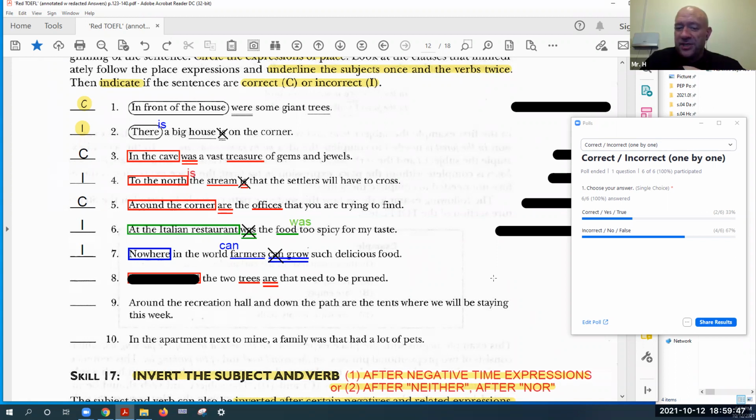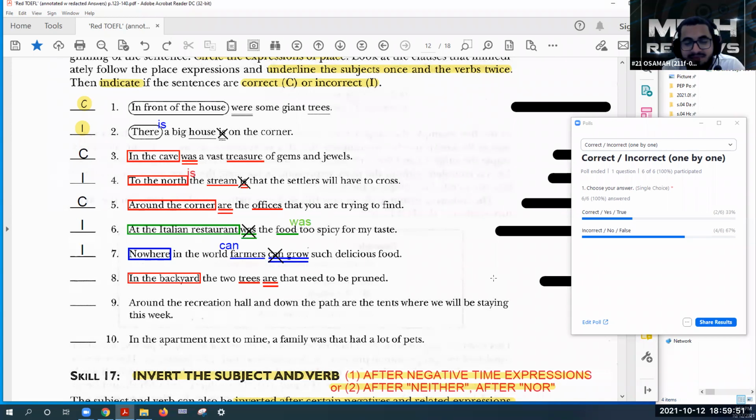The expression is necessary. And when it's necessary, what's the rule? When it's not complete, we have to flip. The rule to switch. Yeah. So how should I fix it? In the backyard, are the two trees that need to be pruned. That's right. There you go. You got it.